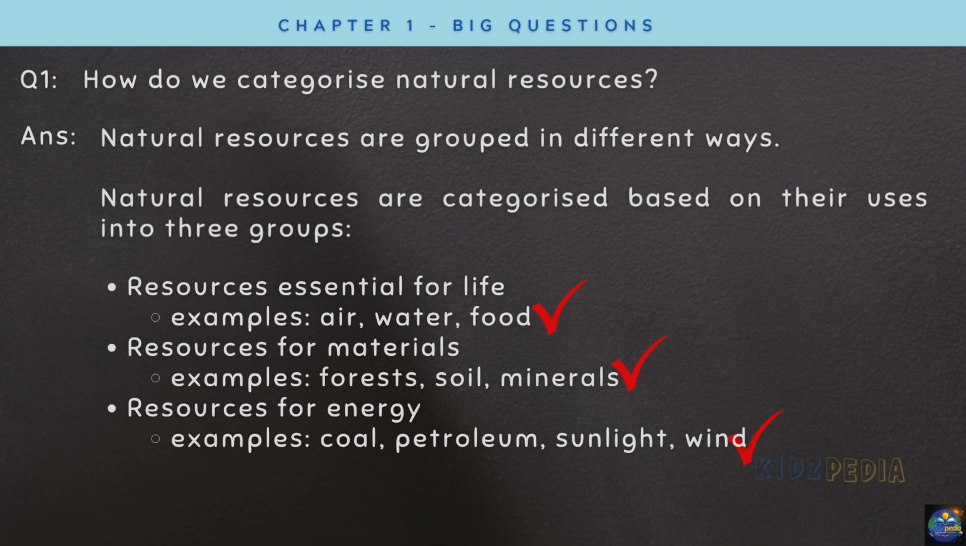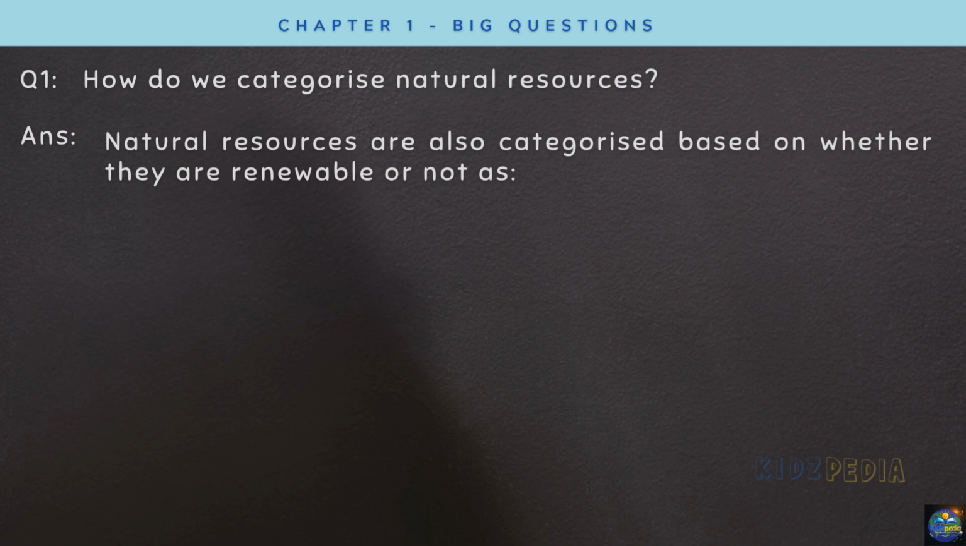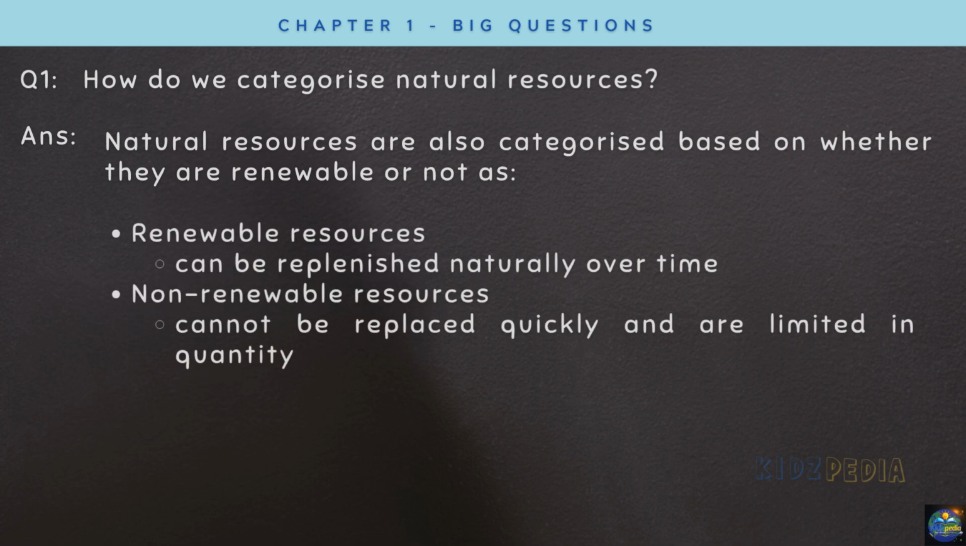Natural resources are also categorized based on whether they are renewable or not, as renewable and non-renewable resources. Renewable resources can be replenished naturally over time, while non-renewable resources are limited and cannot be replaced quickly. So, this classification helps us understand the proper use and conservation of natural resources.